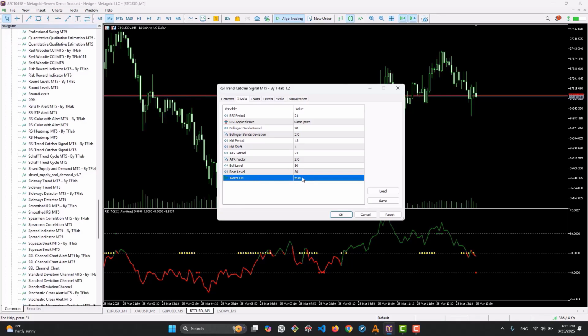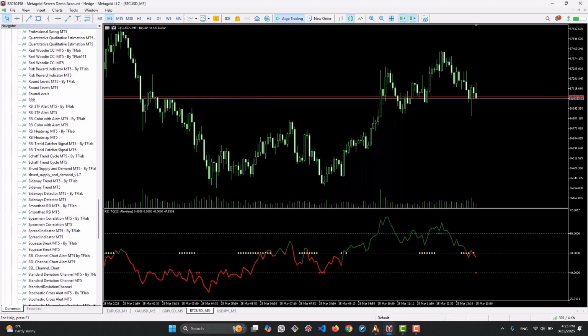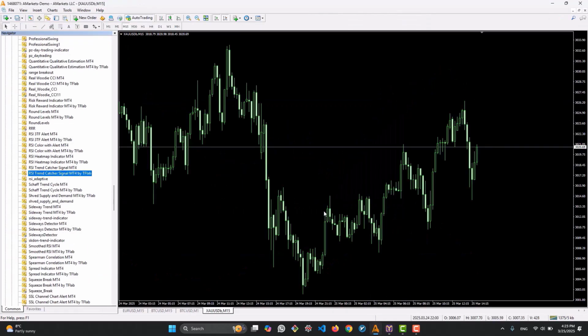The last setting is for alerts, which if set to true, will issue an alert when a trend starts, for example, a downward trend here. However, if it is set to false, it will not perform this action. You can also use the MT4 version of this indicator on the MetaTrader 4 platform.